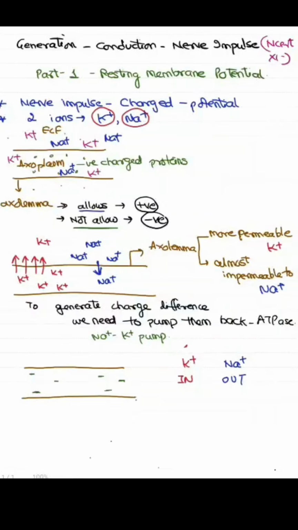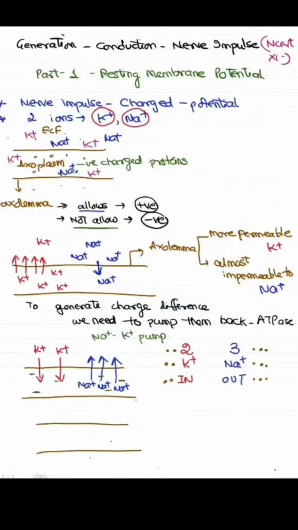Now, for 2 potassium pumped in, 3 sodium are pumped out. 2 potassium pumped in, 3 sodium pumped out. Due to this, as more Na+ is moving outside, there is a more positively charged potential. This attracts the negatively charged proteins on the inner side of the membrane. This will lead to a difference in the charges across the membrane.